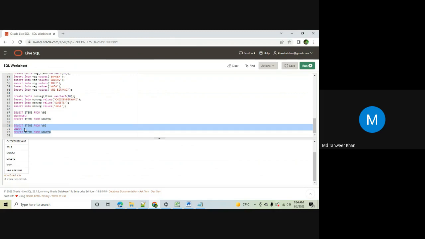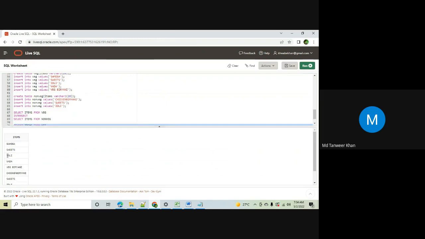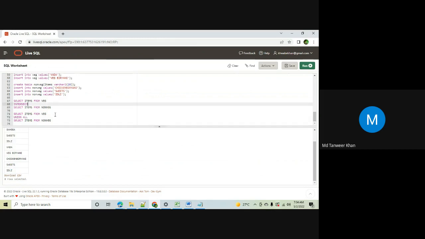And if I tell you, no, tell me the whole list of items which were served, then you have to use union all, right? It will give you all the items, whether duplicate or not. Samosa, sweets. You see, sweets is coming twice here, because we have used union all. Union all will show you all the data. Idli is again coming twice. They both have their own usage.